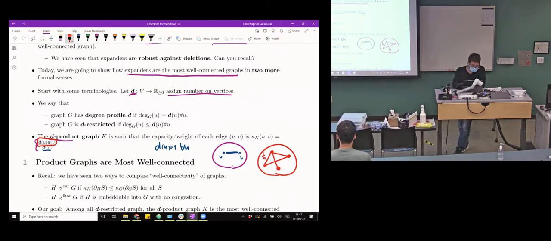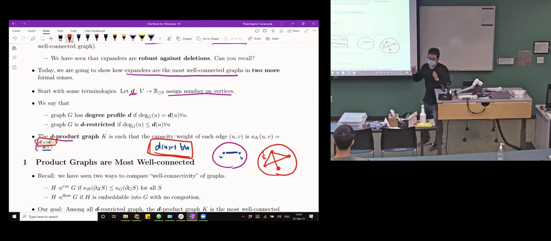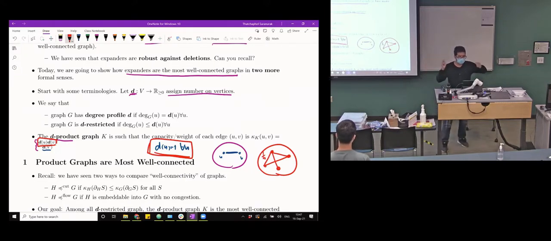D is a number that you say you want, and so the way to think about the product graph is that you think of a complete graph where you scale the weights such that the degree of every node u agrees with the D function.